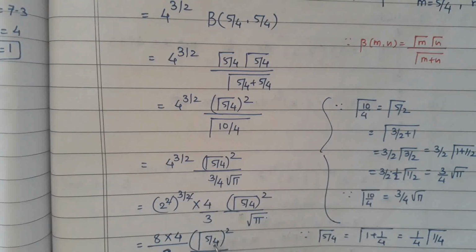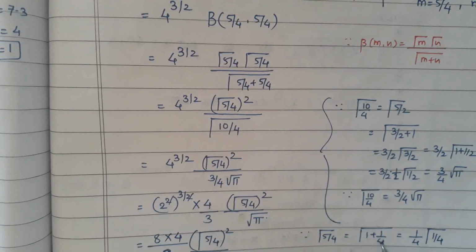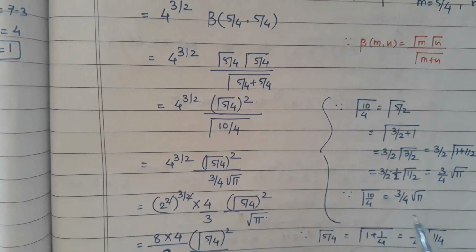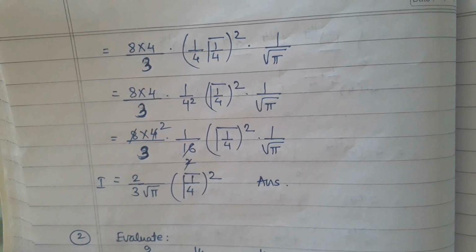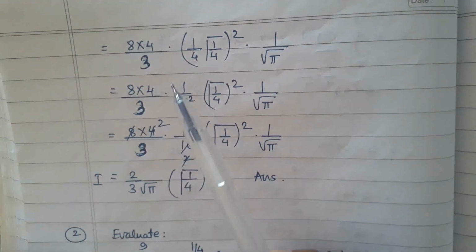Now to find the value of gamma(5/4), split 5/4 as 1 + 1/4. Again using the property of the gamma function, gamma(1 + 1/4) can be written as n gamma(n), that means (1/4) gamma(1/4). And the squaring is there, that means the squaring of this term. After using all the substitutions, the next step is in front of you.